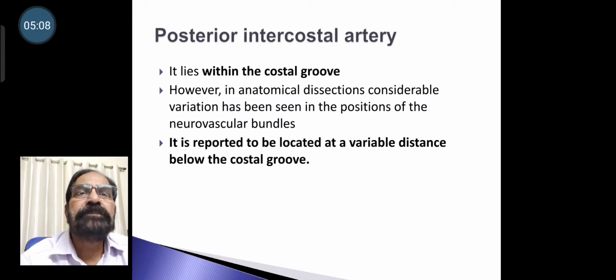Posterior intercostal artery: it lies within the costal groove. However, in anatomical dissections, considerable variation has been seen in the position of the neurovascular bundles. It is reported to be located at a variable distance from the costal groove.